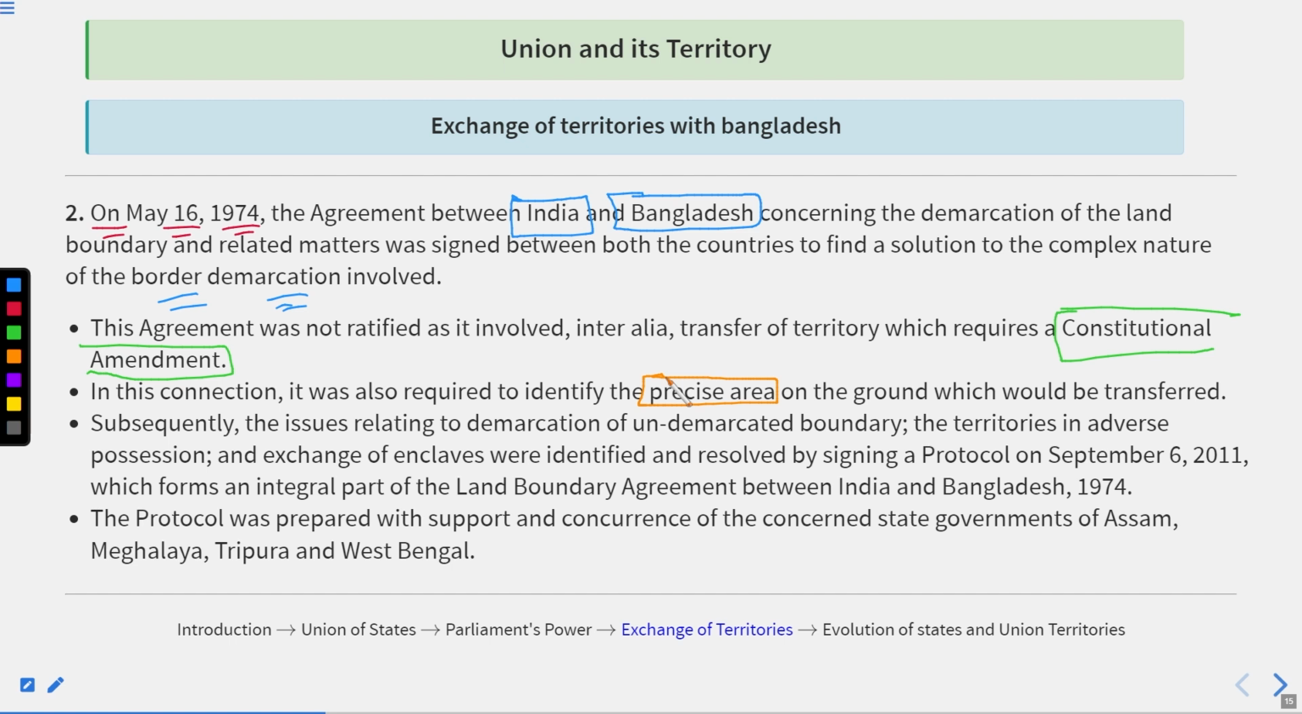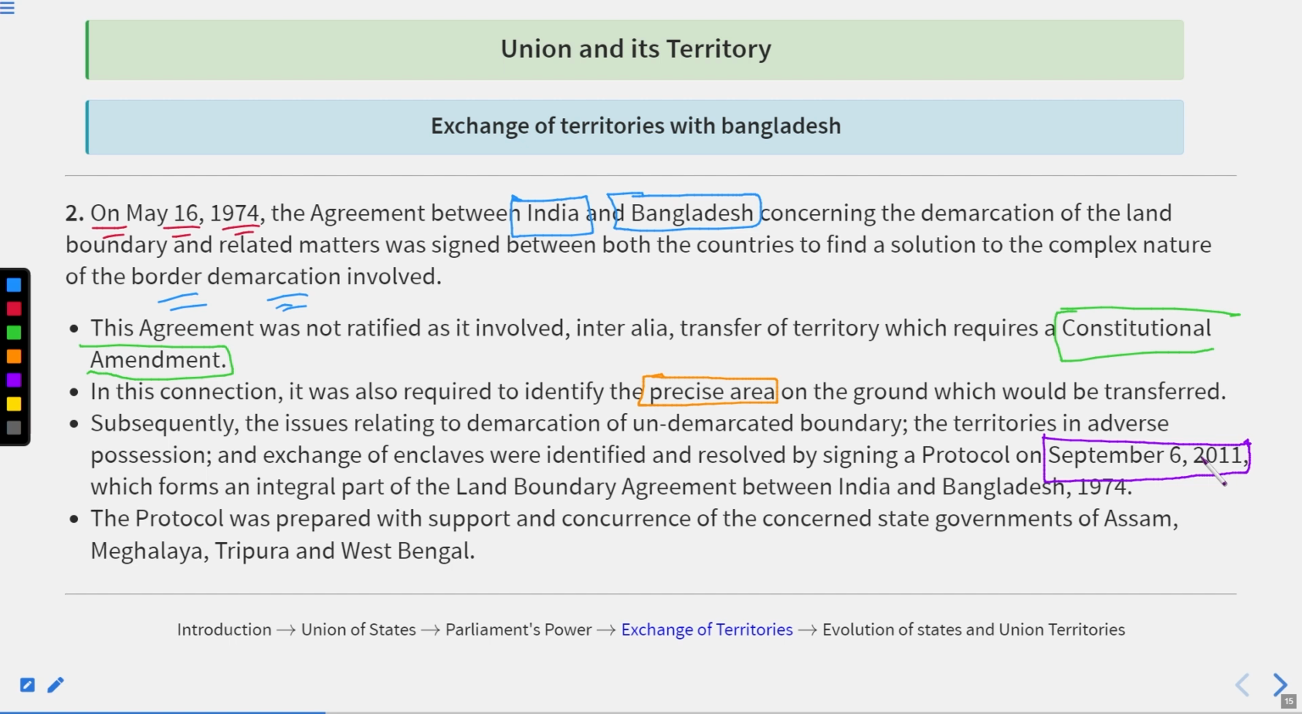Subsequently, the issues relating to the demarcation of undemarcated boundary, the territories in adverse possession, and exchange of enclaves were identified and resolved by signing a protocol on 6th September 2011. So basically, after 1974, that took too much time. All right, so the idea of demarcated boundary, the territories in adverse position, and the enclaves which could be exchanged, all these were identified and resolved by signing the protocol on September 6, 2011.